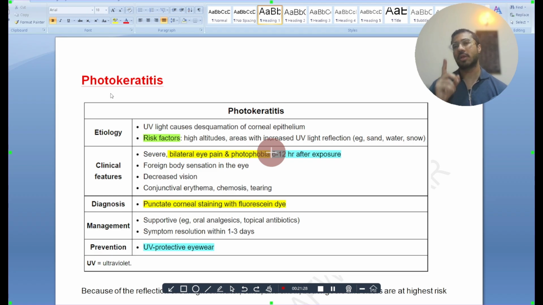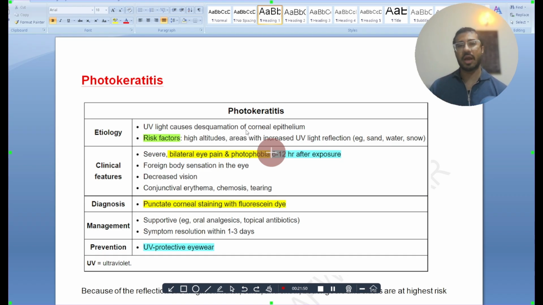The main thing, the highest yield thing that you need to remember about photokeratitis is that it does not occur while the exposure happens. It's not like the person is skating on the ice and is like, oh, my eyes. It starts after you've done the activity. It starts 6 to 7 to 8 hours after that. So that is how you might confuse it with something else.